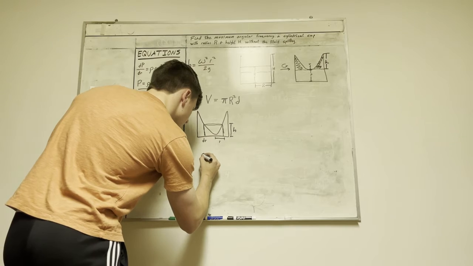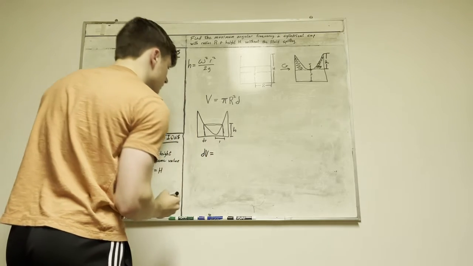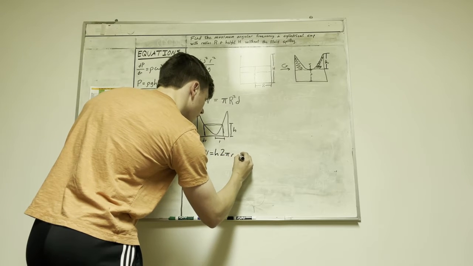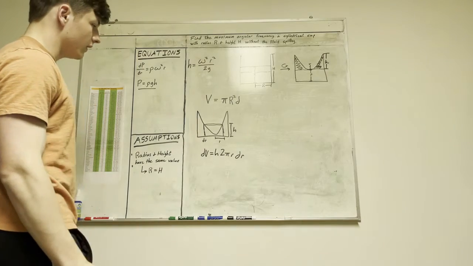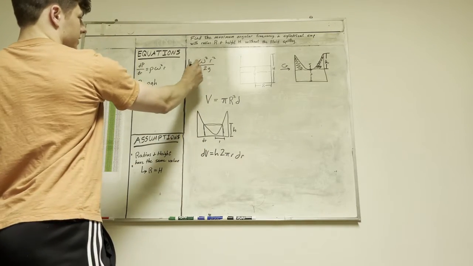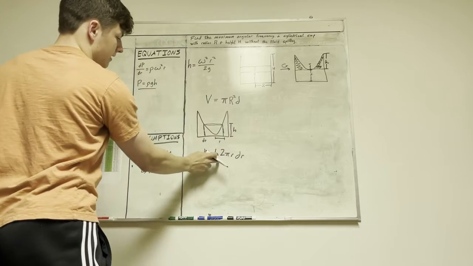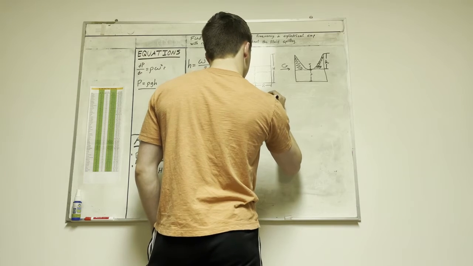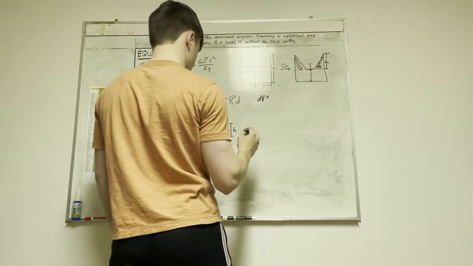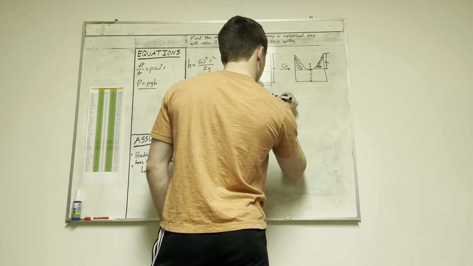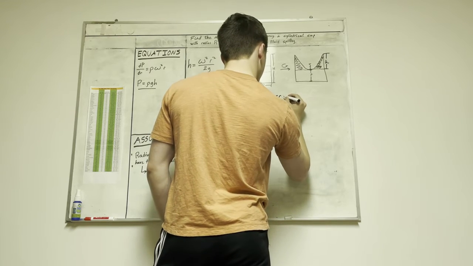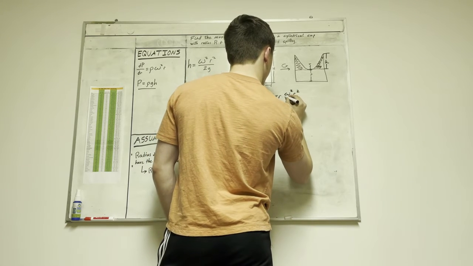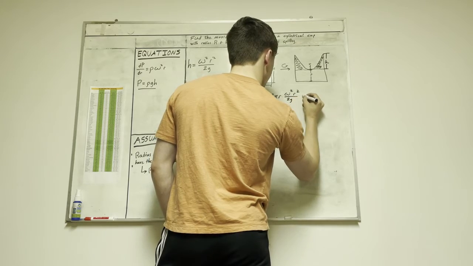So then change in volume is equal to h times 2 pi r dr. And so with this, we have this equation that we solved for earlier, and we will now plug it back in for h and then integrate. So what we have is dV equals 2 pi r times omega squared r squared over 2g dr.